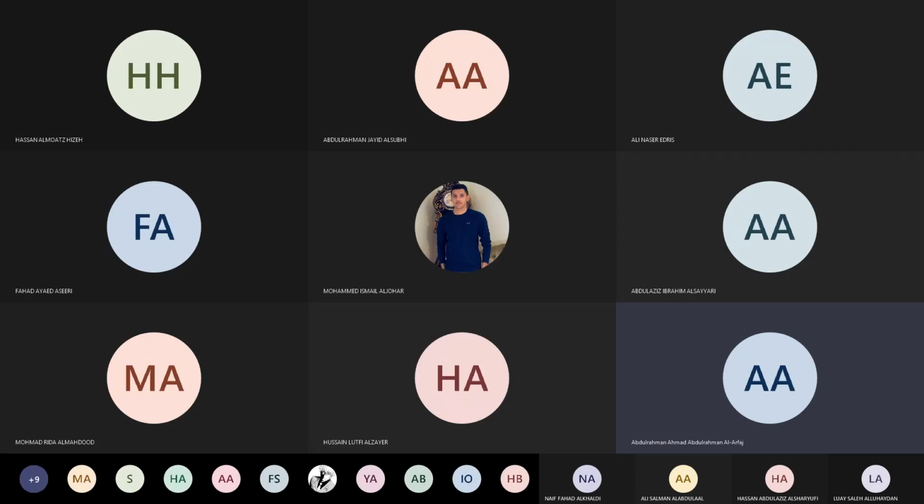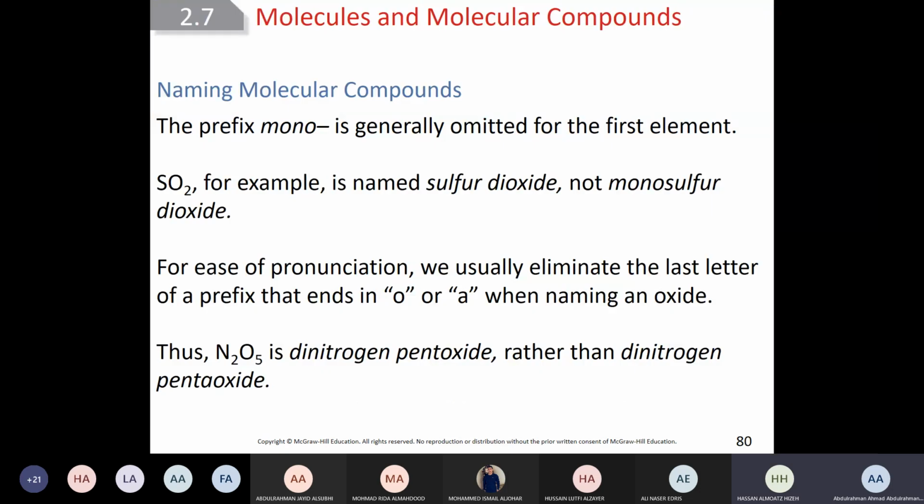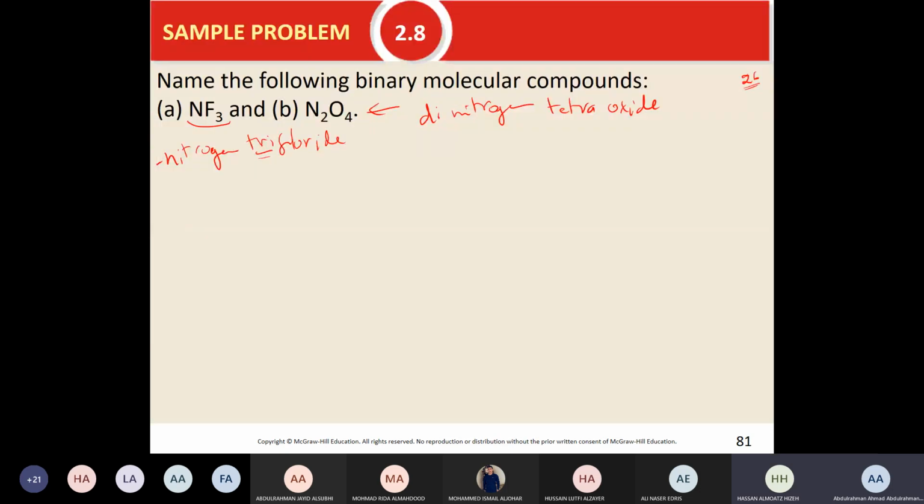Yes. Can you go to the previous slide? SF4 and this is P4S10. Yes. Can you go to the previous slide to include the solution of the recording? Okay, thank you, doctor.